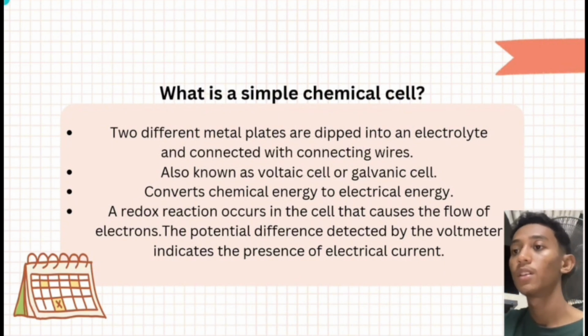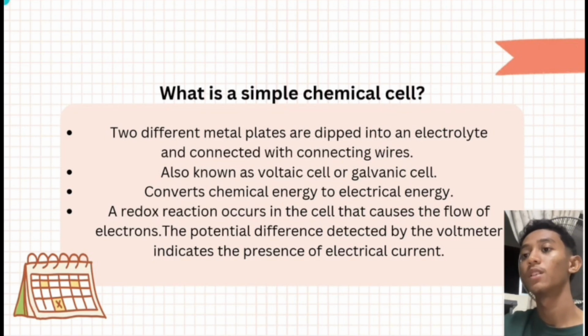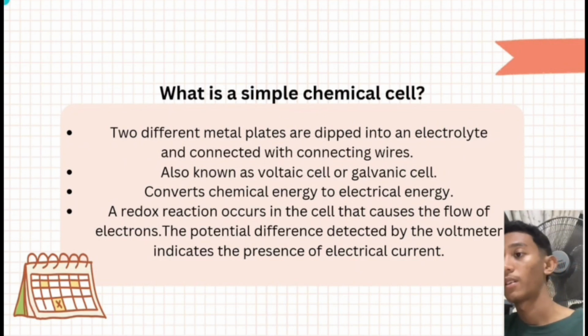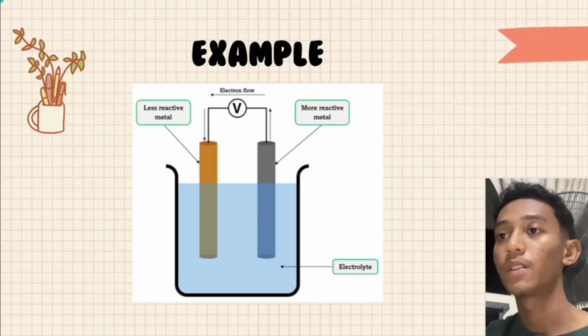The potential difference detected by the voltmeter indicates the presence of electrical energy. Okay, this is an example.